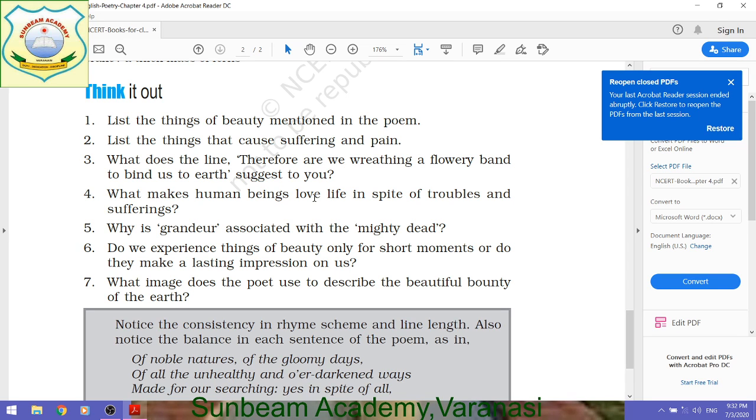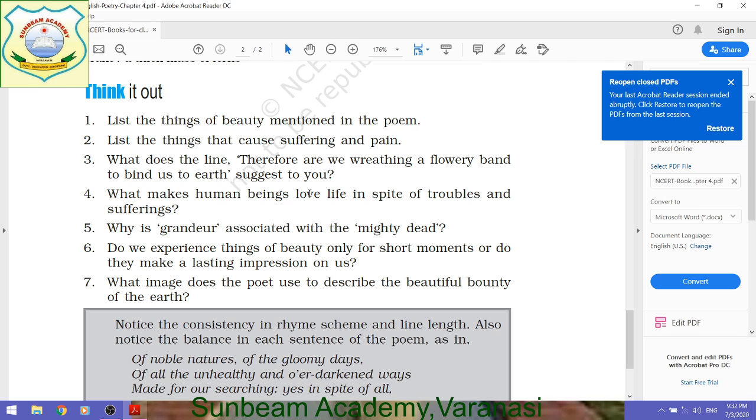What makes human beings love life in spite of troubles and sufferings? So we can answer that there are so many things which bring troubles and sufferings, and which depress our spirits, depress our soul, but some shape of beauty brings joy and happiness in spite of such unpleasant things, in spite of troubles and suffering.